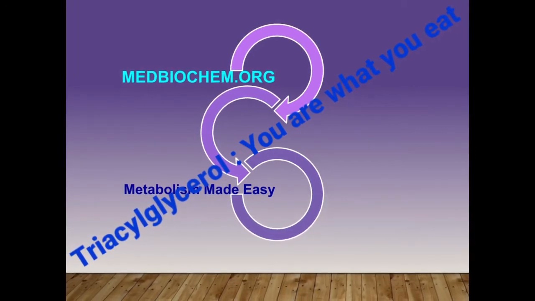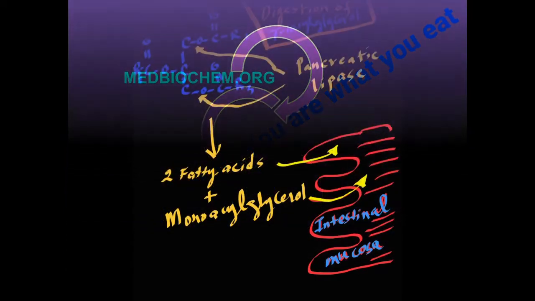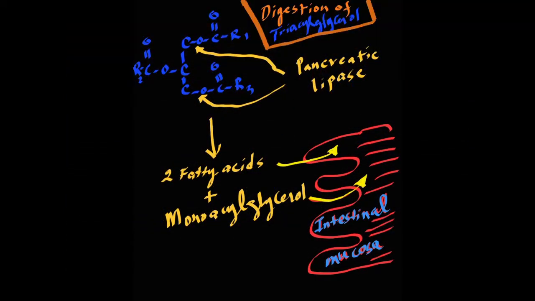Triacylglycerol from our diet, along with other fat components, have to be digested in the small intestine before they can be absorbed by the intestinal mucosa. Pancreatic lipase in the small intestine is the principal enzyme that will break down triacylglycerol to produce monoacylglycerol and 2 fatty acids. The latter, smaller molecules derived from triacylglycerol, can now be absorbed by the intestinal mucosa.